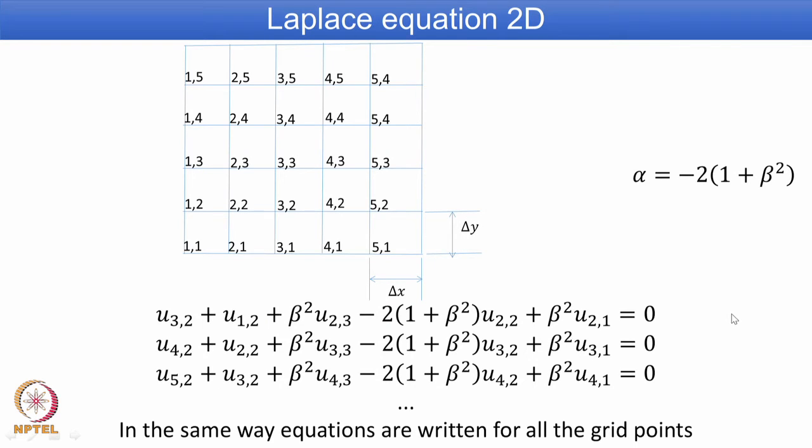With the specification of nodal points, the same computational domain is repeated here. So, 1 comma 1, 2 comma 1, 3 comma 1, 4 comma 1, 5 comma 1 for example is along the first row, first in y direction. Then we extend this for the remaining nodes, and it is marked here. We define another term alpha equal to minus 2 times 1 plus beta squared.